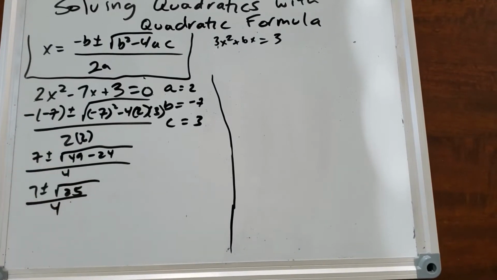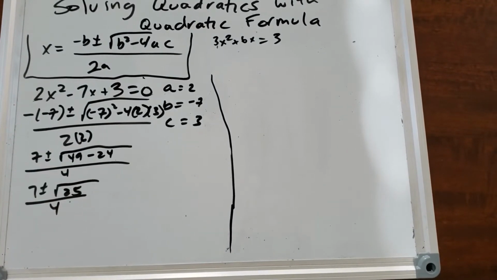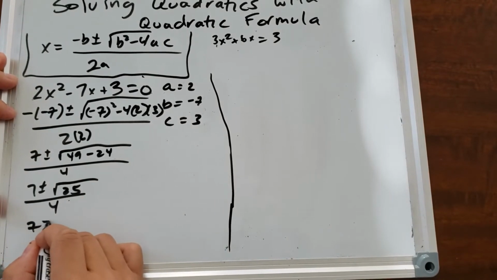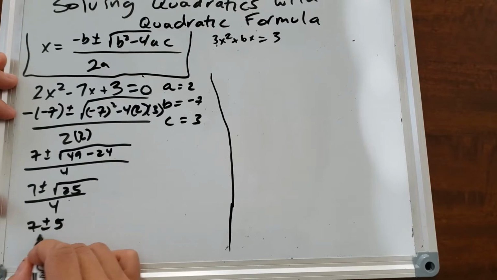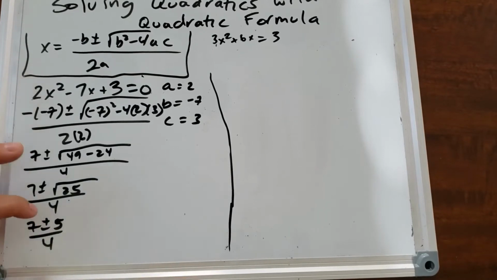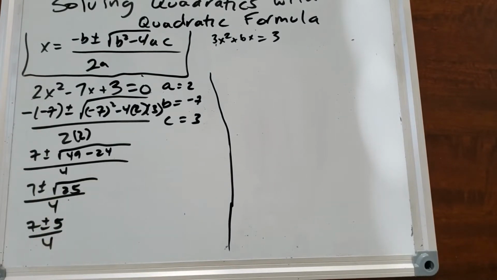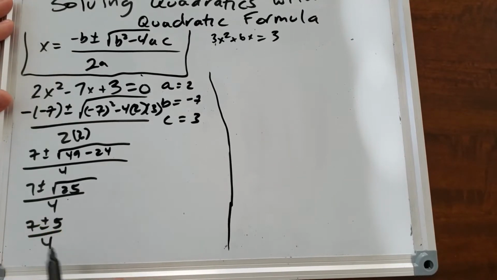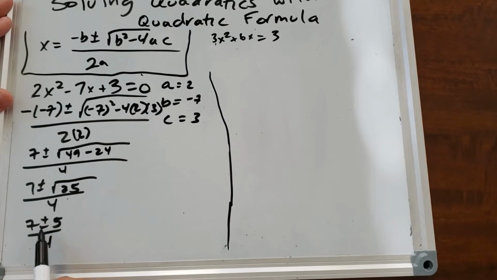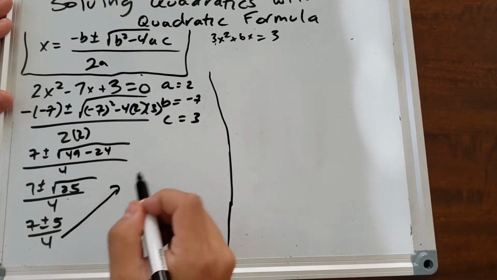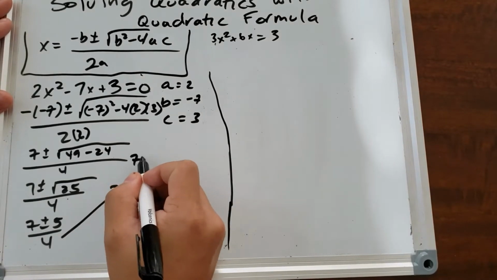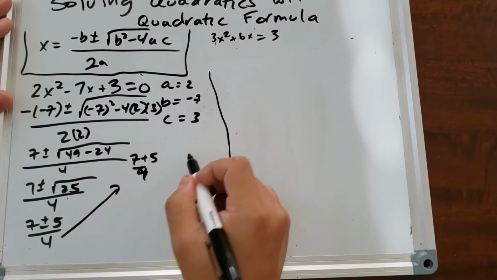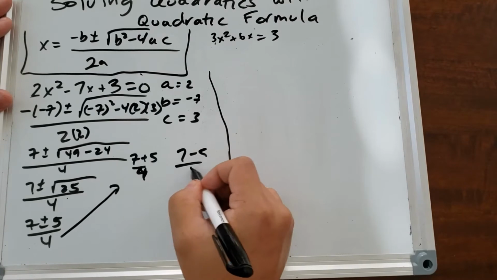Now, always ask this: is there a square root of 25? Well, yeah, the square root of 25 is what? 5. So I'm going to go 7 plus or minus 5 over 4. Now, what to do about this plus or minus? Well, since this is just a number, I'm going to go ahead and split this up into 2 equations. What this is saying is you have to do one with plus and one with minus. So you need one that says 7 plus 5 over 4, and then one that's 7 minus 5 over 4.